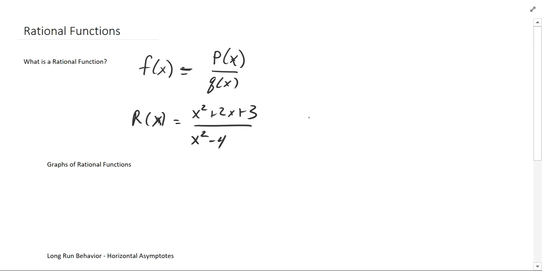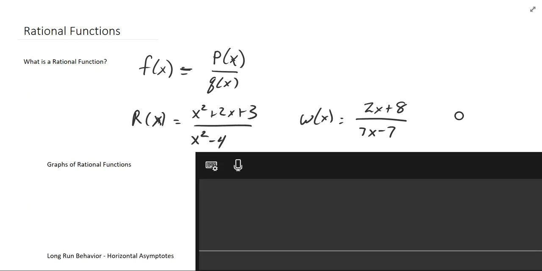You might have a rational function w of x that looks like 2x plus 8, and on the bottom you might have a 7x minus 7. Those are two rational functions. You have a linear function divided by a linear function in there.